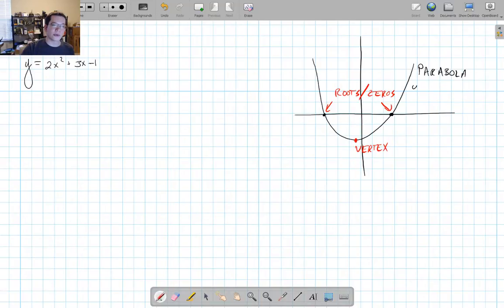And we say the general form is y equals ax squared plus bx plus c. And you've probably heard of the quadratic formula, which is, if we have this and we want to know where the zeros are, we'll use the formula x equals negative b plus or minus the square root of b squared minus 4ac, all over 2a.